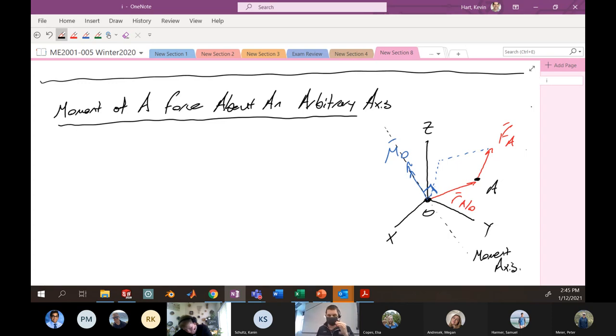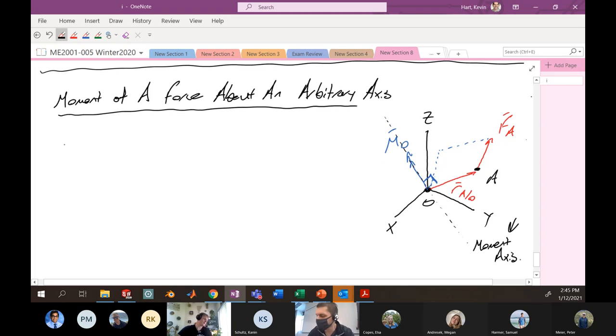But there's a lot of situations where you're actually creating a moment about some moment axis. Let's say that's this moment axis here. But because of the way that your force and your position vector are aligned, your moment that you're generating is not perfectly coincident with an axis that you're actually interested in rotating about. Let me give you an example.